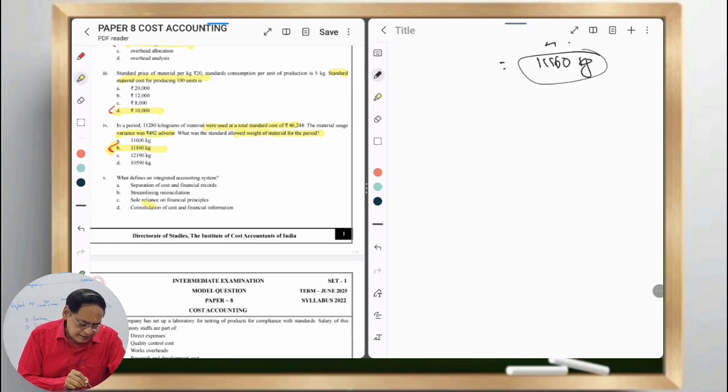Please make note of it. Answer D is the correct answer.